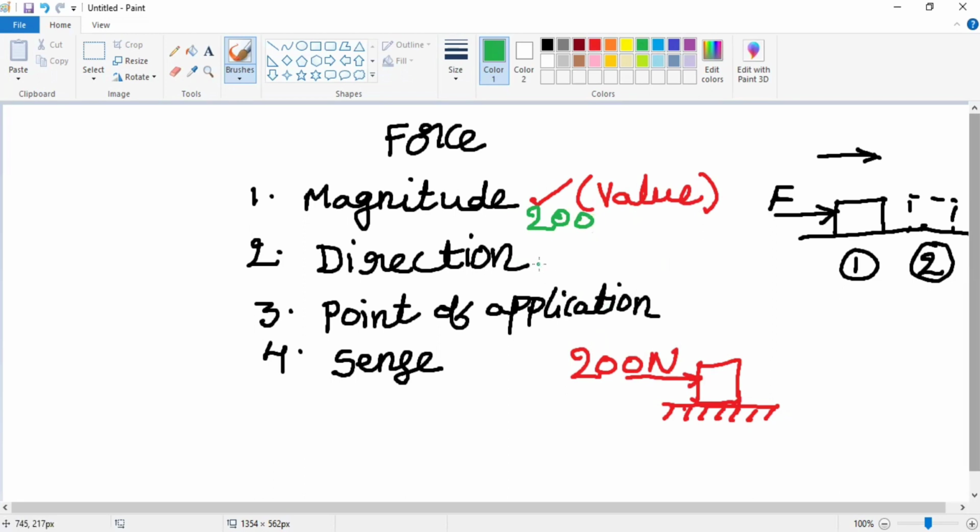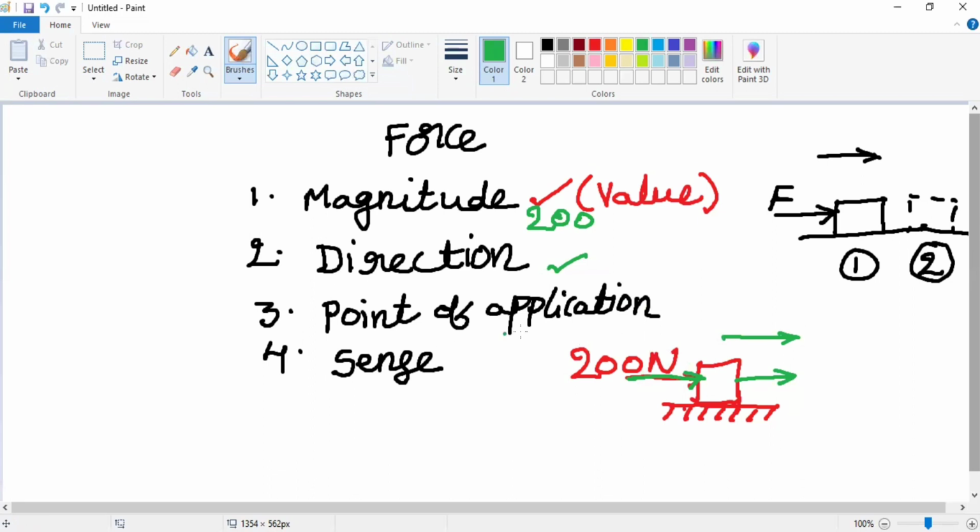Next, the second characteristic is direction. Direction means in which direction we want to move the body. Suppose I want to move the body in the right hand direction. Then the force should be applied in the same direction, in this way or in this way. So that is the direction of the force. If you want to move the body in some particular direction, then you should apply the force in that particular direction only.